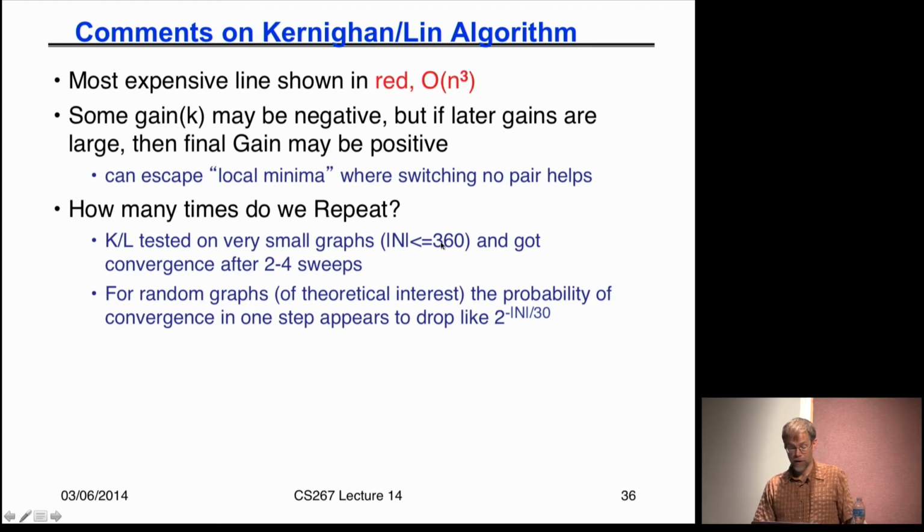They were running it in very small graphs, and it worked in 2 to 4 sweeps. So it didn't cost that very much. And people have tried to do a bunch of theory on this too. And for random graphs, it looks like the probability of convergence in one step drops exponentially. But in practice, we're going to use this in this recursive way, and it'll be just fine. Okay, so that's Kernighan-Lin. And as I said, the new version runs in order the number of edges, but we're going to make it go even faster.